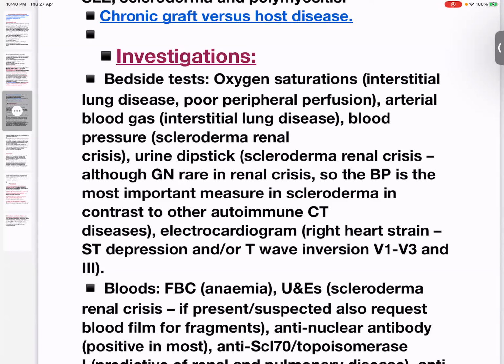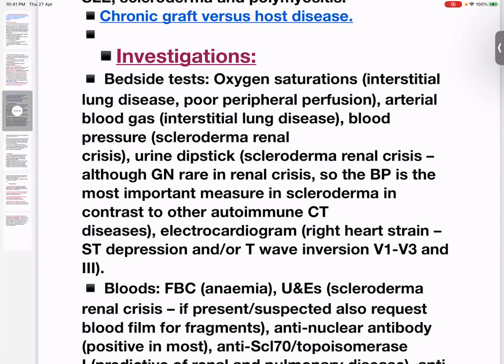Check the ABG, check for blood pressure. Ask for blood pressure from the examiner, never forget, because those patients may present with hypertensive crisis or sometimes with renal crisis. Scleroderma renal crisis. Urine dipstick for proteinuria in case of renal crisis. Also, glomerulonephritis is rare in renal crisis. You should ask about blood pressure; it is the most important measure in scleroderma, in contrast to other autoimmune connective tissue diseases.